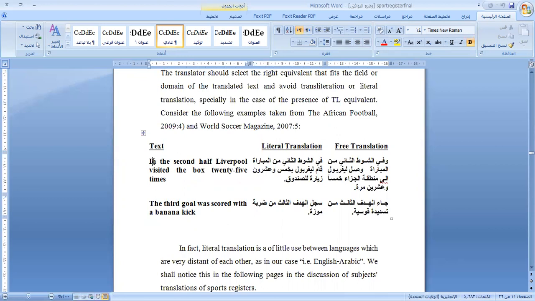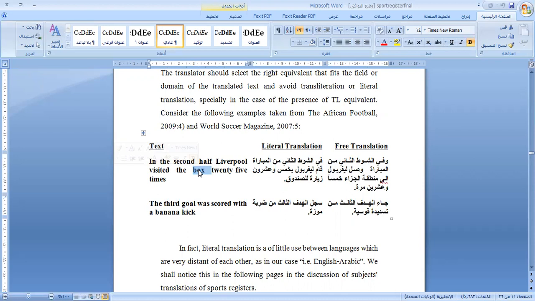In the second half, Liverpool visited the box 25 times. First of all, if you look at this sentence, we can say, the box. The box is a strange term. Ordinarily, it can be rendered as الصندوق. But if we render it literally, في الشوط الثاني من المباراة زار ليفربول الصندوق 25 مرة.